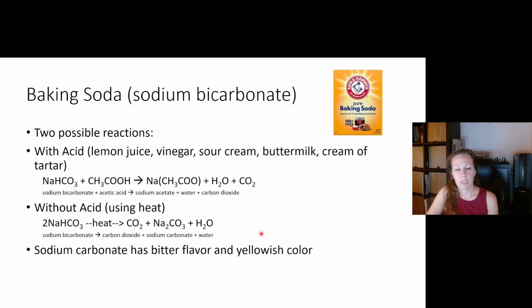Only problem with this is that sodium carbonate has a bitter flavor and a yellowish color, so you cannot use a lot of it if you're doing this. And you might want to have it in a recipe that disguises the flavor and color a little bit. That it's okay if it has a yellow color, and maybe it's sweet enough that it doesn't matter if it adds a little bit of bitterness.